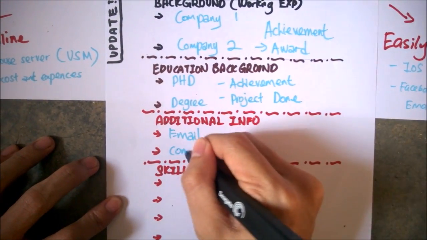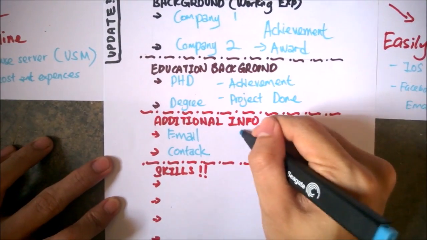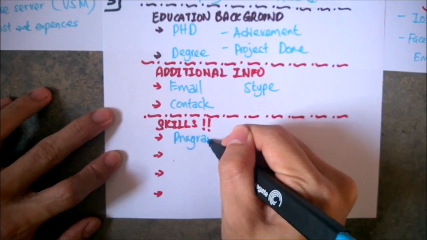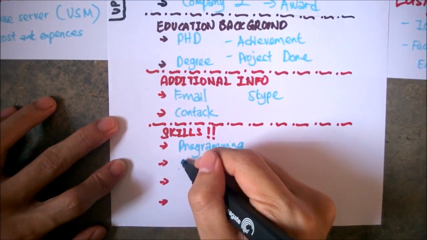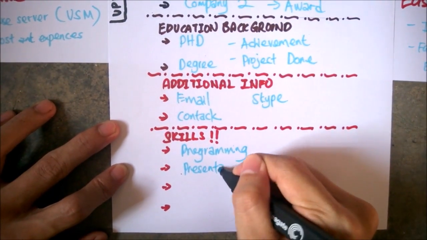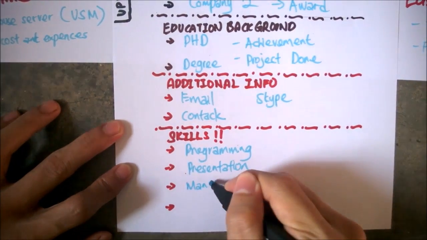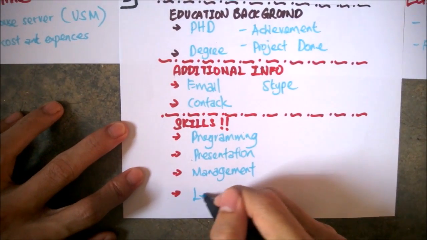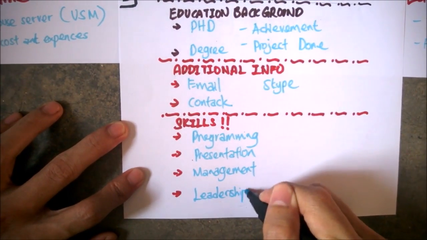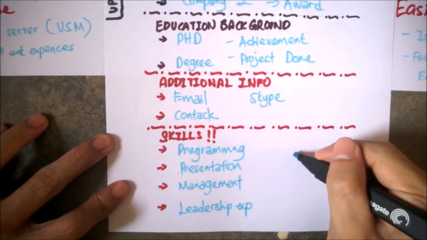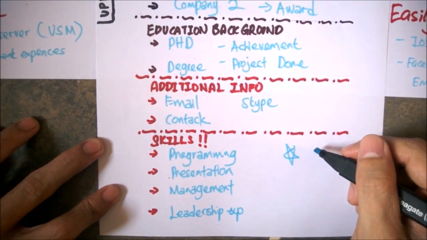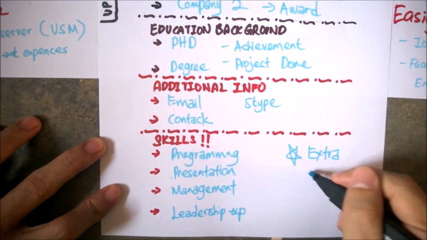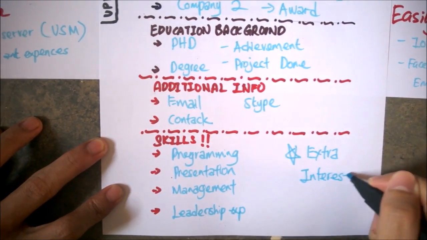Other than this, there is also additional information which shows your email, your contact, as well as your Skype. And the last would be your skills, where you can specify the skills that you obtained throughout the whole period, such as programming skill, AutoCAD, presentation, management or leadership skill, and you can also add your extra interests into your profile to let others know what you are actually interested in.